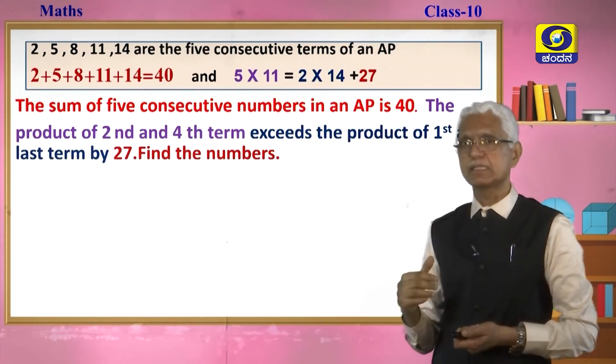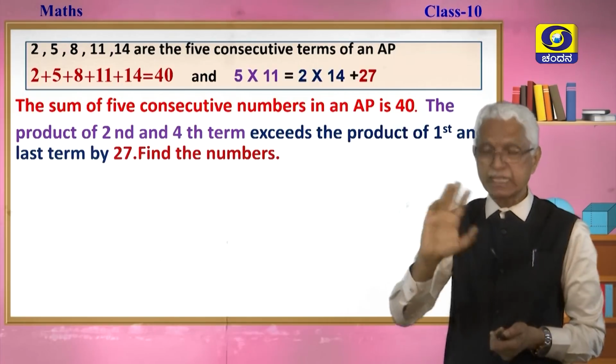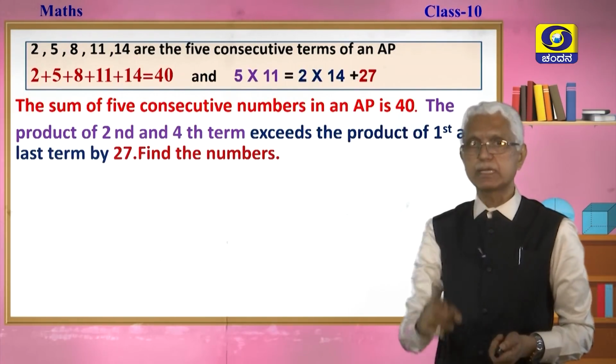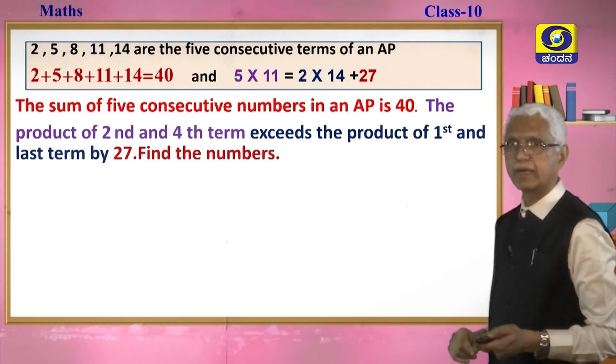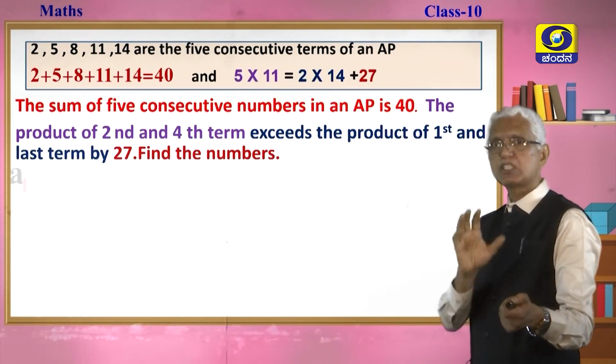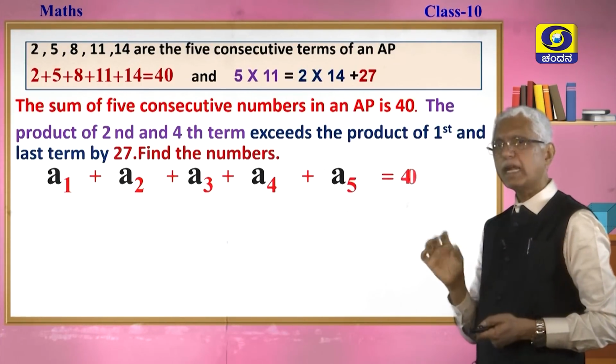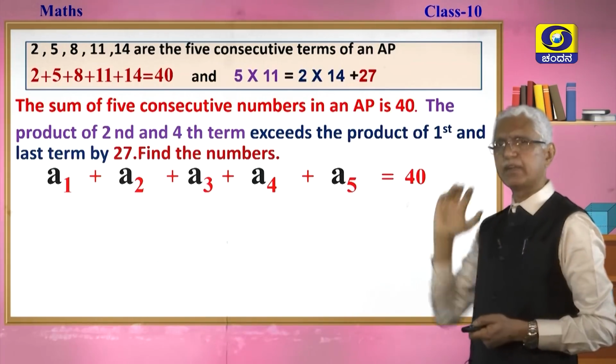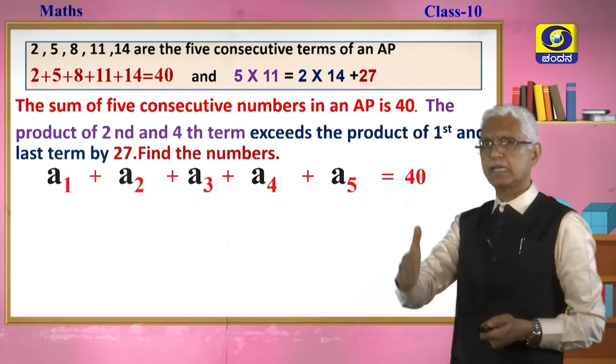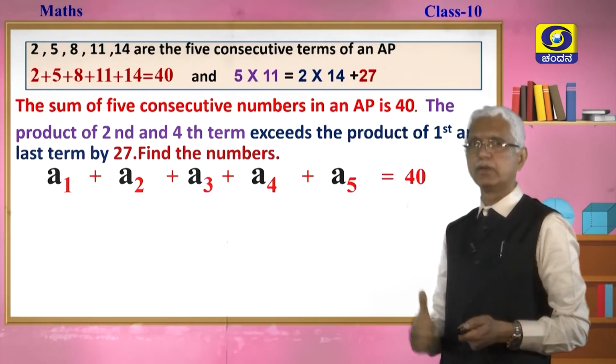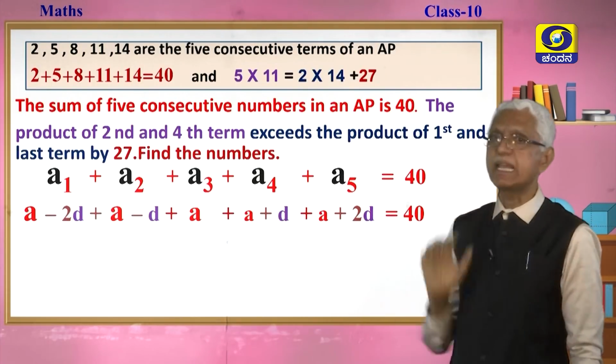Find the numbers. Here they gave you the numbers. In the problem they will not give you the numbers. They will only give you this word problem, right? Okay. We will start with the problem now. What have they given? Sum of all the 5 terms is 40. a1 plus a2 plus a3 plus a4 plus a5 is 40. Wonderful. There are 5 terms in AP, correct.